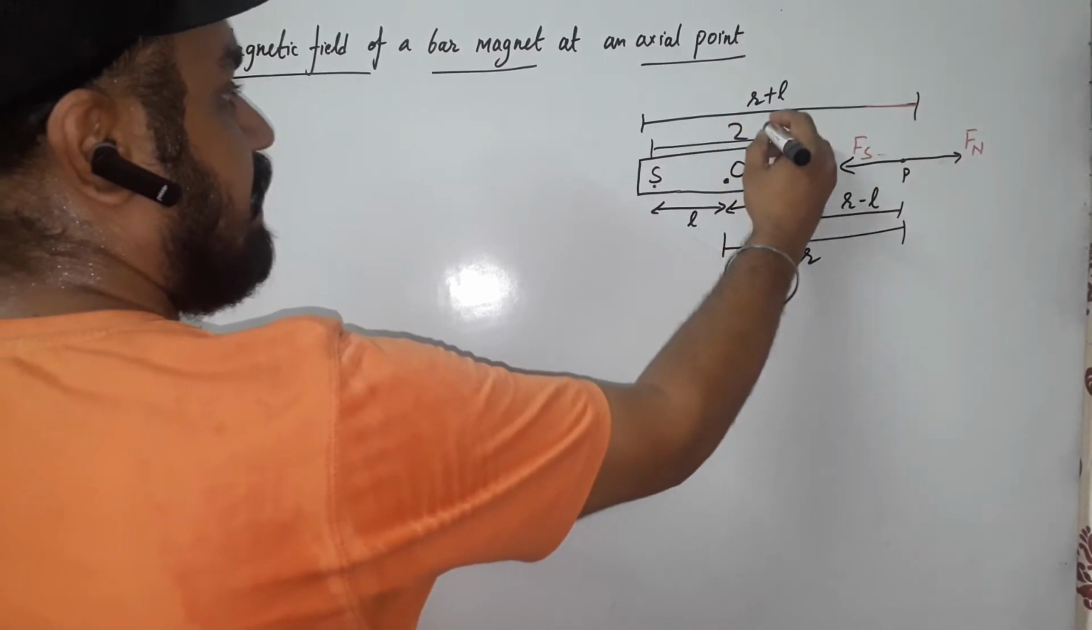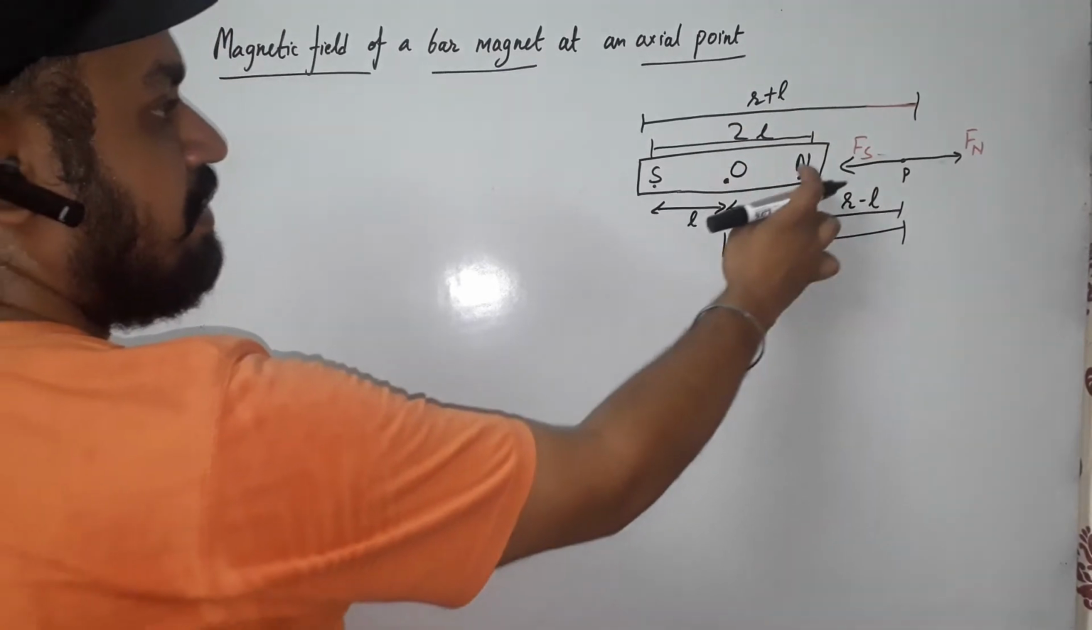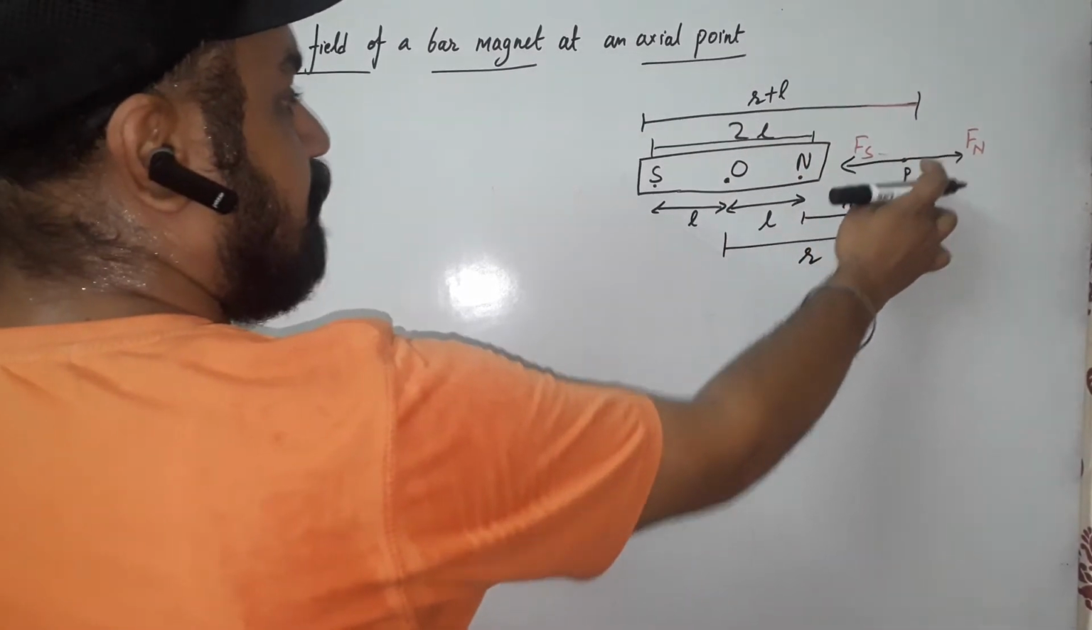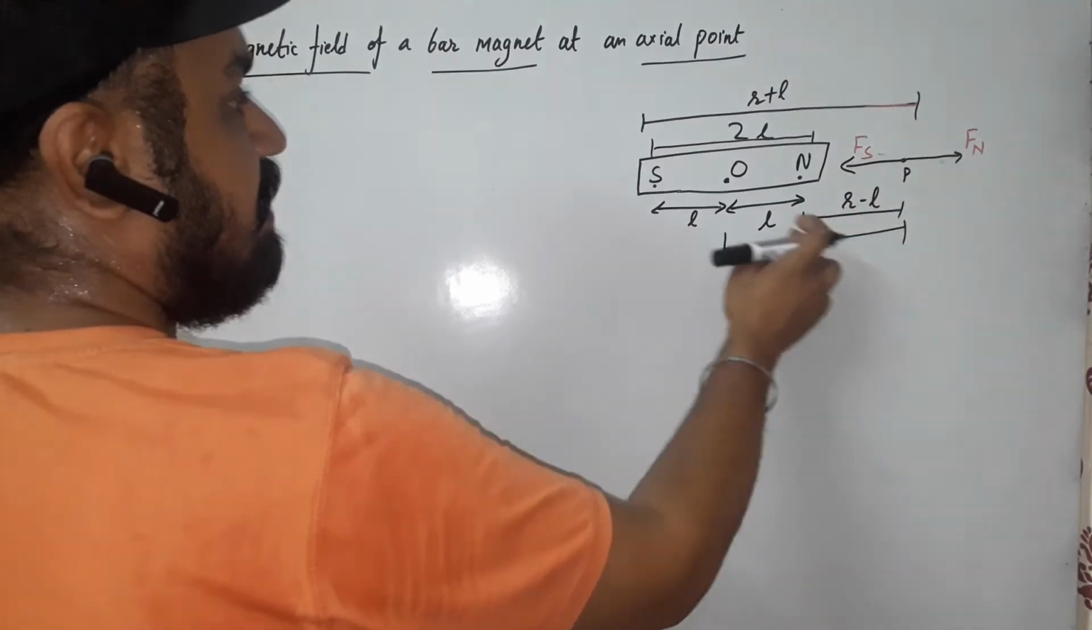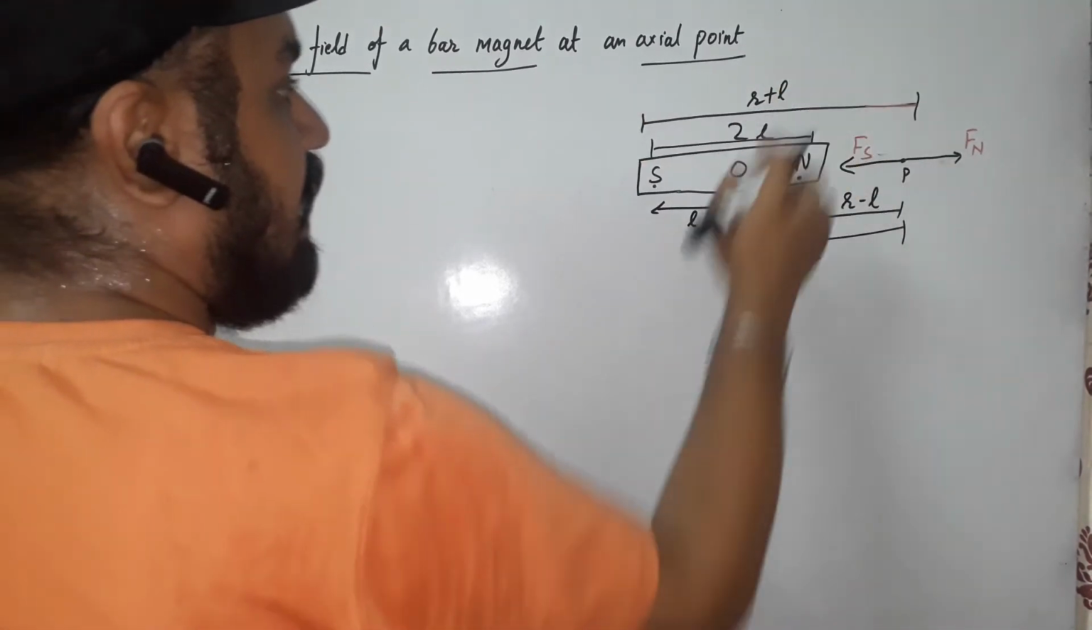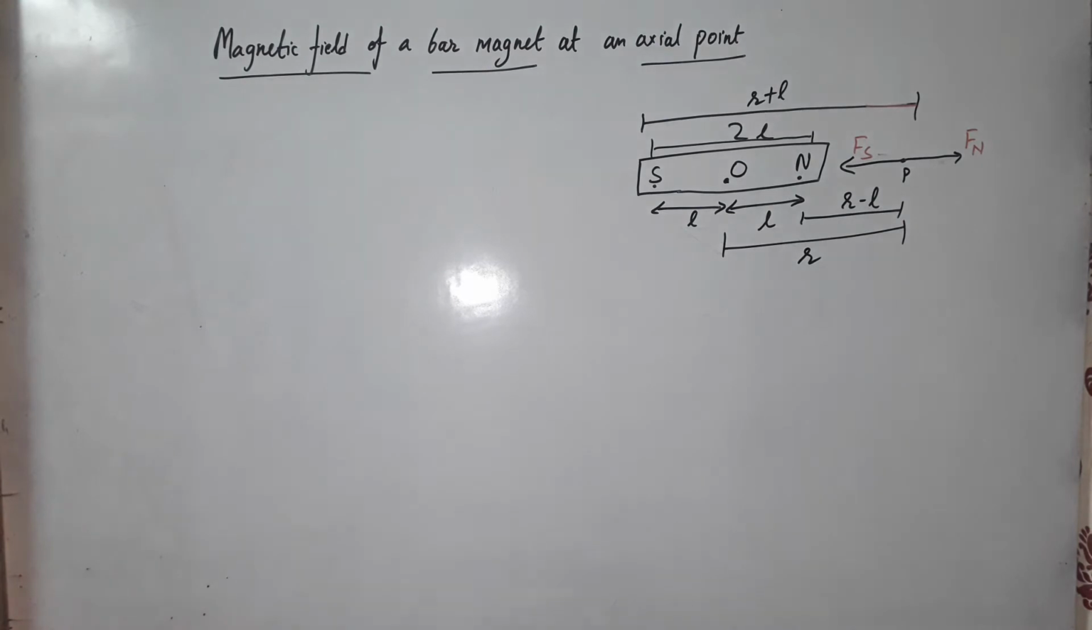We can write over here 2L, and the distance of the north pole from the point P is r minus L, and from the south pole is r plus L. So we would be doing this topic and discussing the result regarding the magnetic field of the bar magnet at an axial point.